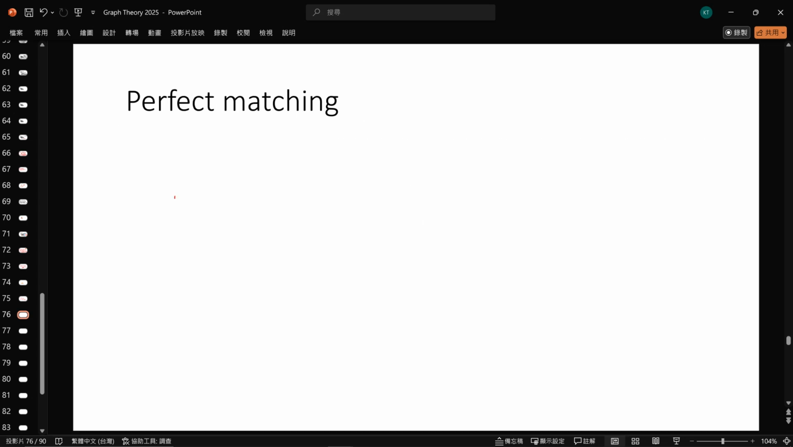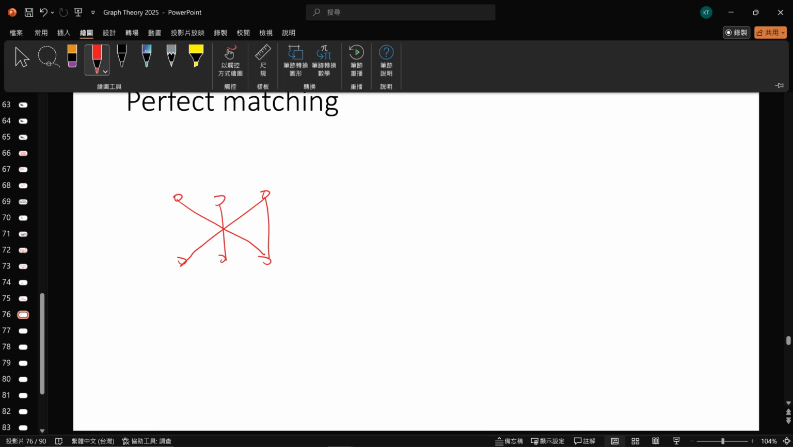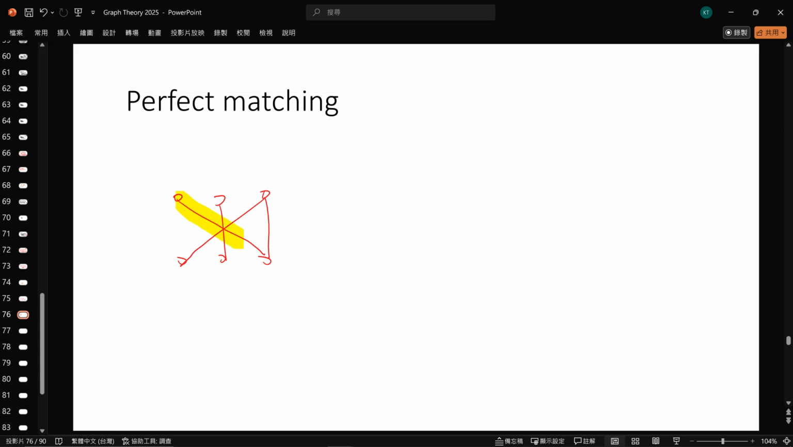So for example, if you have this bipartite graph, then I think it's easy to see that we can have a perfect matching like this. In this matching, it saturates all the vertices.